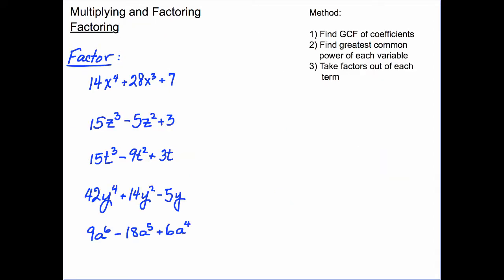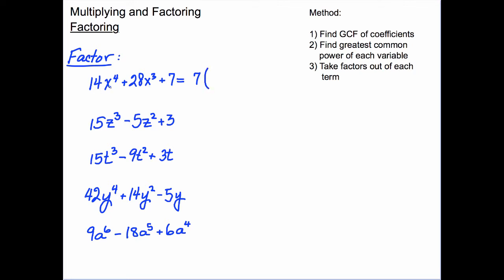I'd like to do 2 more examples for you, and then I'll let you do a few on your own. This first one, 14x to the fourth plus 28x cubed plus 7, has a feature that some people get confused on, and I just wanted to straighten that out. So first we'll look at the numbers. The numbers are 14, 28, and 7. So the common factor is going to be 7. And there is no common x factor that all 3 of them have, so 7 is the common factor.